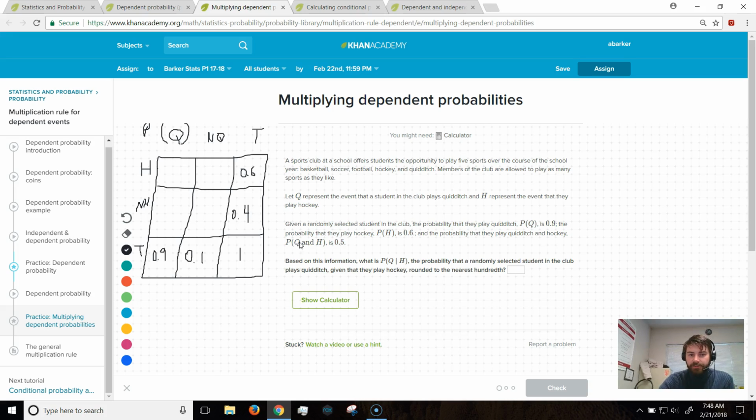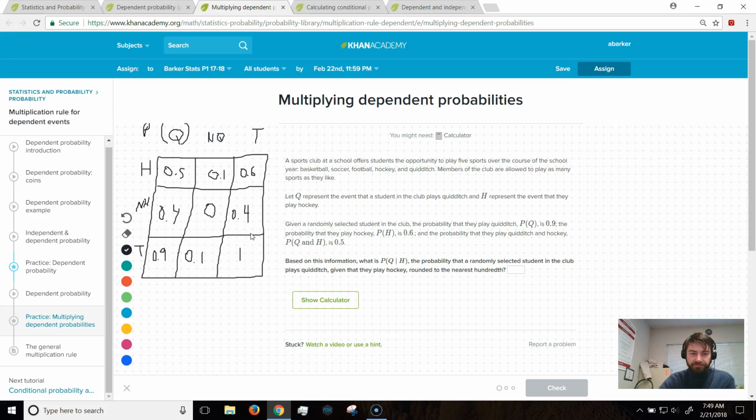So here it says the probability of Q and H is 0.5. So Q and H is right here where they both happen, so this is going to be 0.5. Hockey but not Quidditch is 0.1. And then Quidditch but not hockey is 0.4, because it has to total this way and that way. So this is going to be just 0. There's nobody that does neither, which is interesting to see.